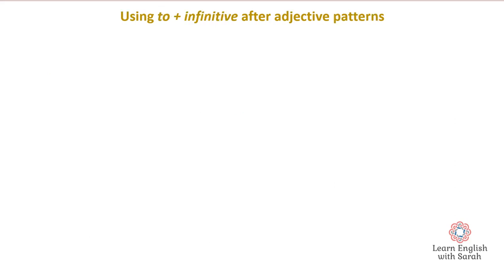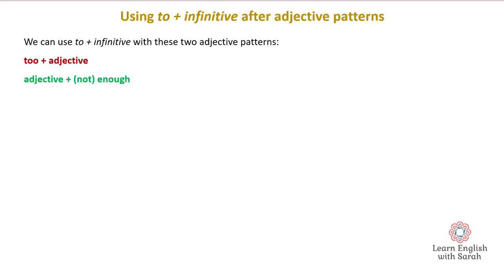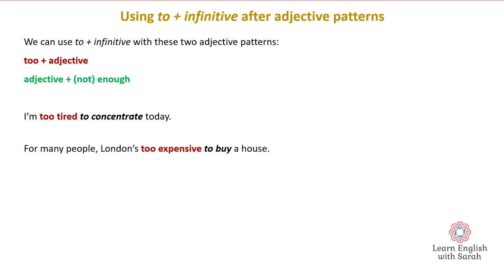So we can do the same with a couple of adjective patterns that are quite useful. And these 2 adjective patterns are too plus adjective or adjective plus not enough. So for example, I'm too tired to concentrate today. Or for many people, London's too expensive to buy a house. So here's the adjective, and it's preceded by too and then followed by a to infinitive. So that's quite a nice structure for you guys to think about.